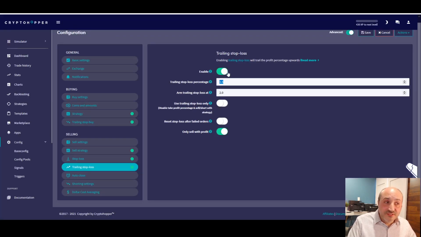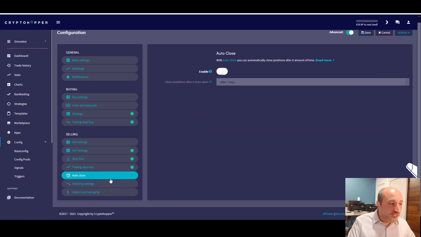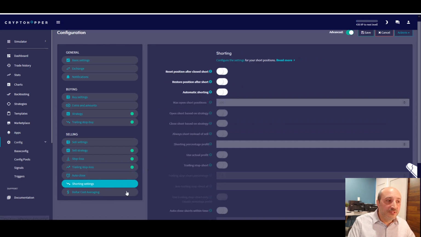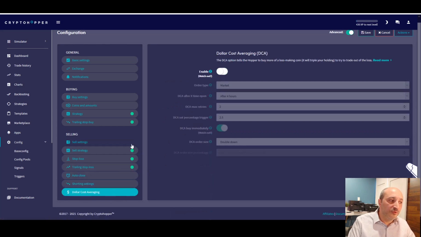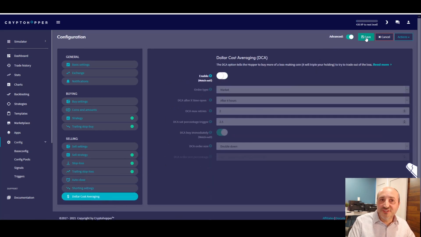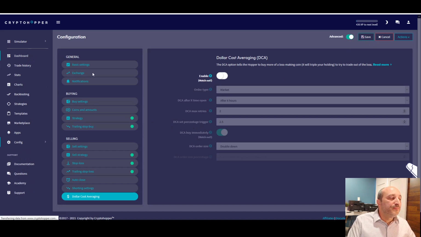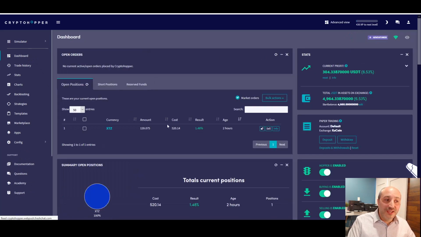So this is the reason why for the trailing stop loss, make it not too high, and this one you can increase it a little bit, so you have a better opportunity to make higher gain. And all the rest, nothing changed. So this is disabled, this is disabled, and this is disabled also. Make sure you save your setting when you are done, and that's it.